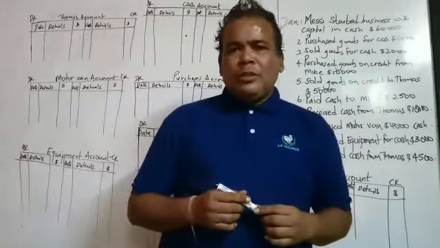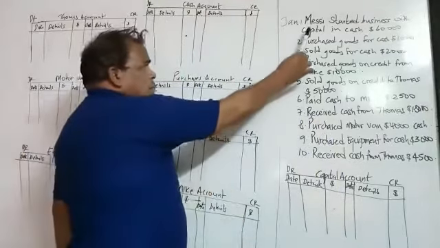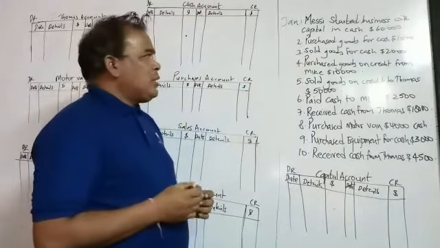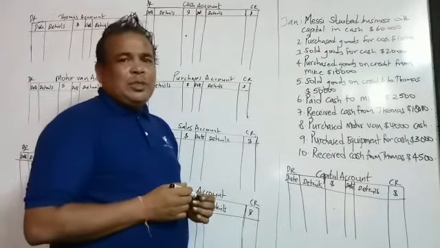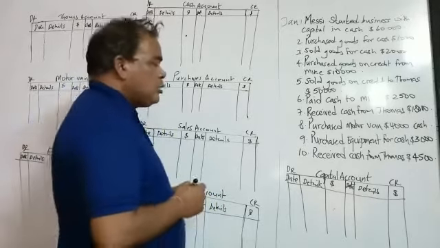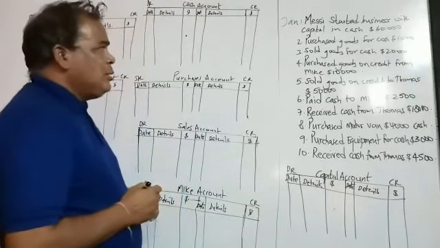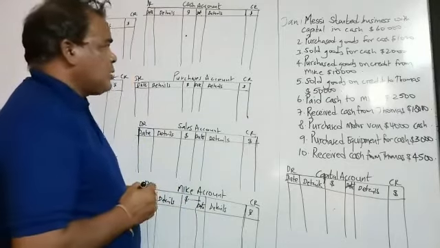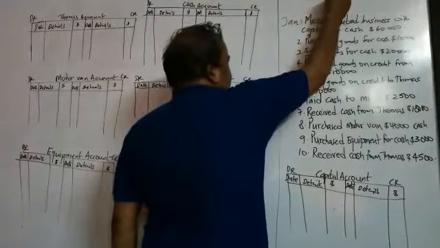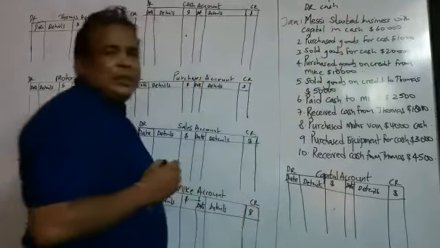So we are going to see the transactions given in the question. Messi started business with capital in cash $60,000. So what is the double entry? Started business with capital in cash, so we credit the capital account, and then we have to debit the cash account. Credit capital, debit cash. Therefore, we have to credit the capital account.